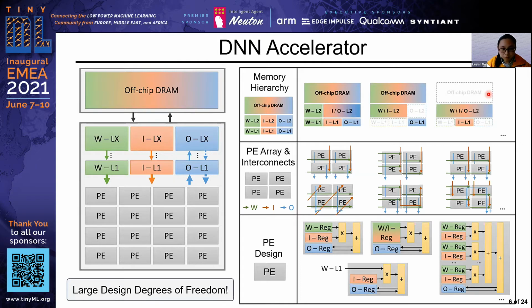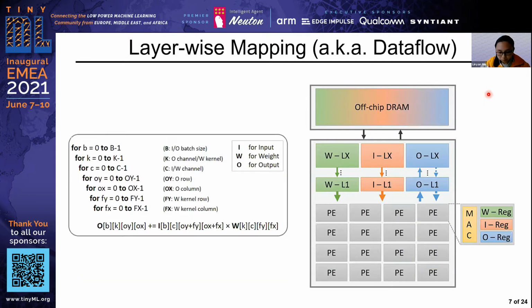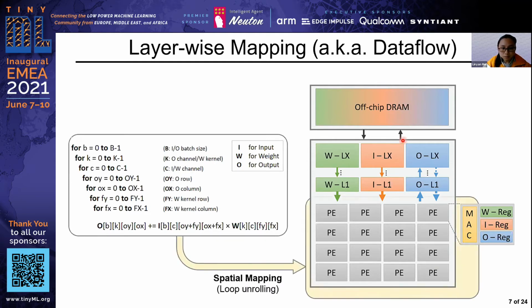So later, we really need to have a framework to automate the search. And then, so we have discussed the algorithm and then the hardware. From the algorithm to the hardware, we call it mapping, also called data flow. So the data flow basically has two perspectives.